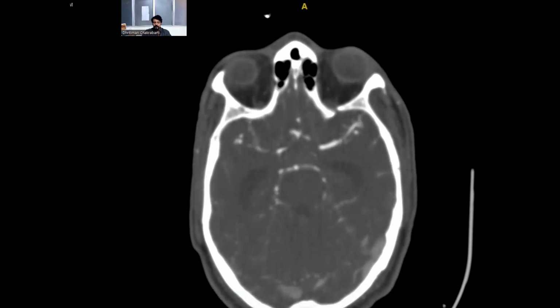Now let's go on to the more important arteries, like the posterior cerebral arteries. So as we said, the posterior cerebral arteries will come out from the basilar artery. They will go around the midbrain, first a little bit anteriorly, then posteriorly as they loop around the midbrain, and inferiorly.